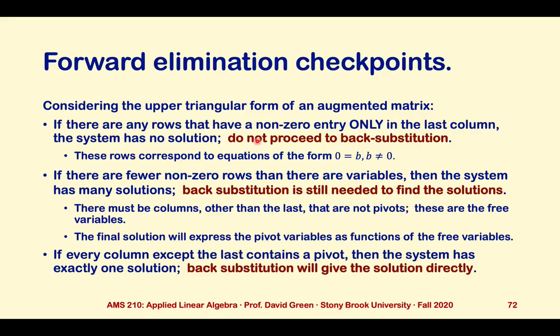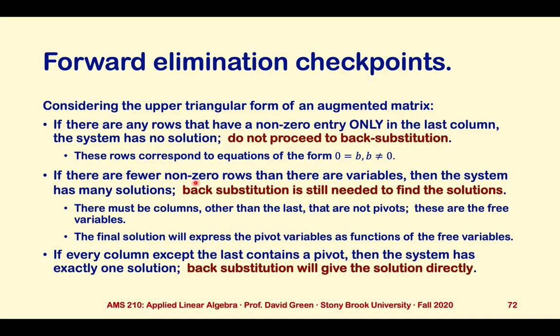It's important to remember that there are some checkpoints with forward elimination. If you're doing this computationally, or by hand using these rules, after or during forward elimination, you should apply these checkpoints. If you get rows that have a non-zero entry only in the last column, these correspond to equations of the form 0 equals something, where that something isn't 0. It means that the system has no solution. Stop. Stop. No solution. Do not proceed to back substitution.